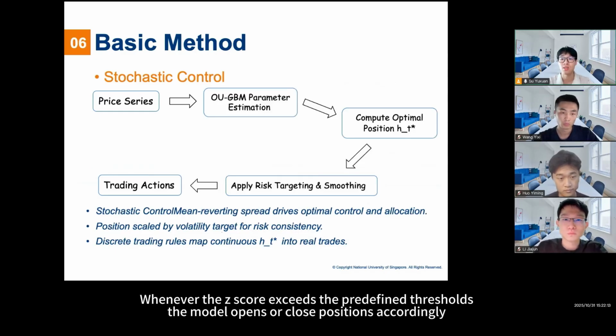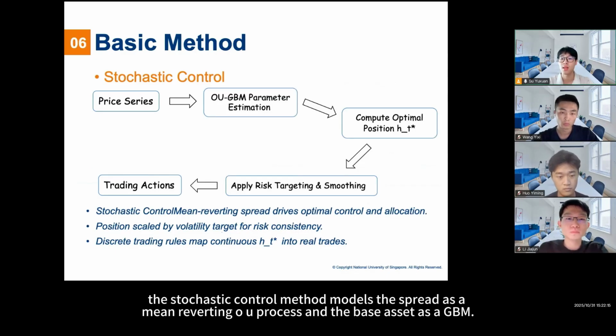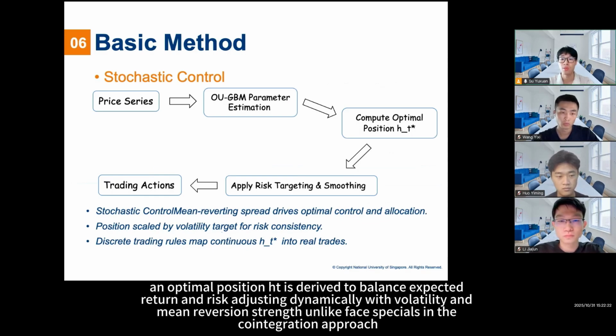The stochastic control method models the spread as a mean reverting OU process and the base asset as a GBM. An optimal position h_t is derived to balance expected return and risk, adjusting dynamically with volatility and mean reversion strength.